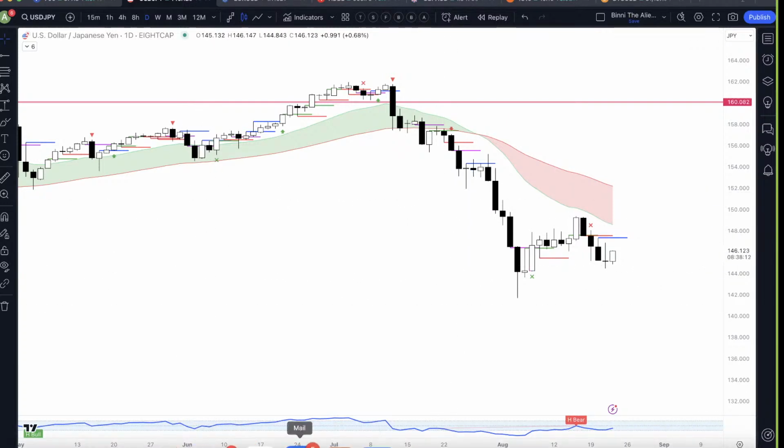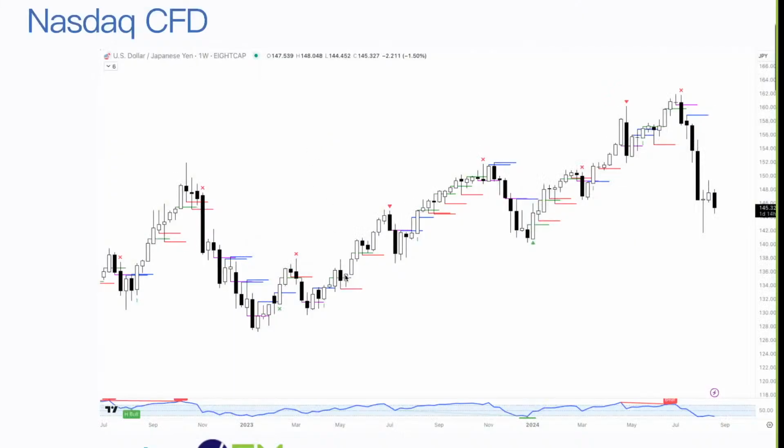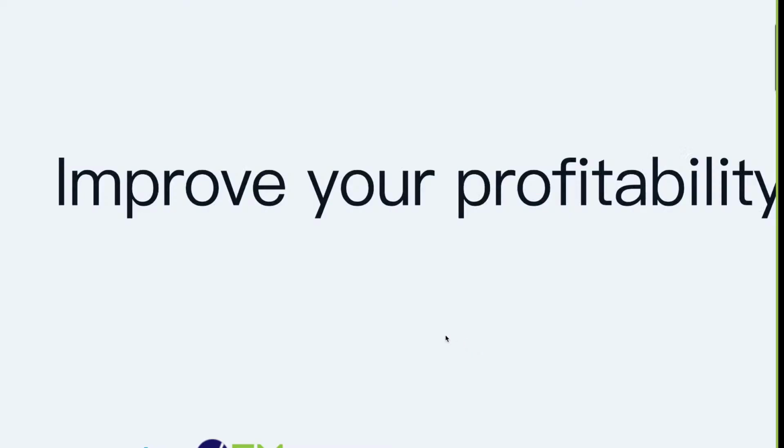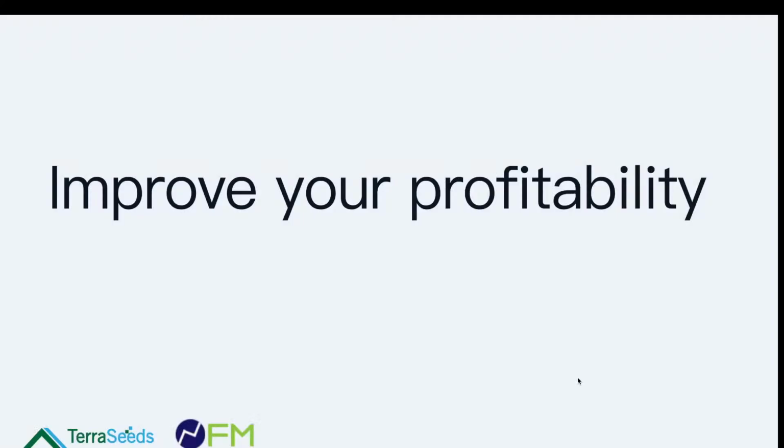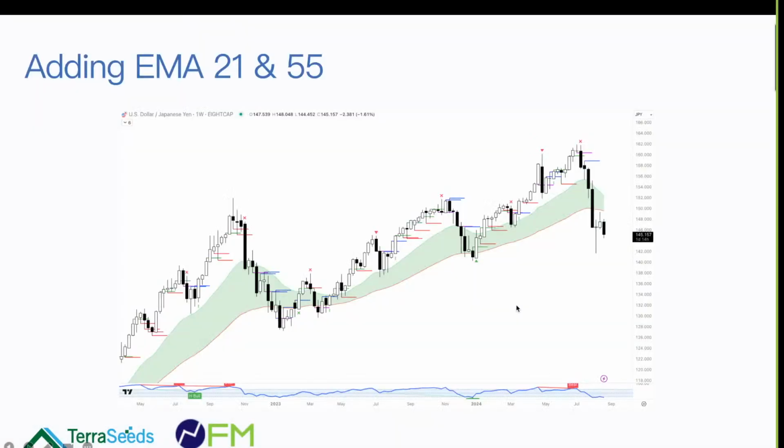So what I'm going to do is continue to show it to you. Let me just do this one again. How do you improve your profitability? Number one, you want to add in the moving average, because by adding in the moving average, it gives you a very good sense of whether you are doing something with the trend or countering the trend.